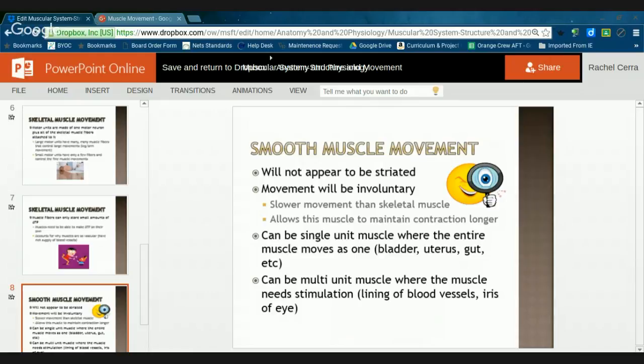All right, moving on. So now we've got smooth muscle movement. These guys aren't going to look to be layered or stringy or whatever you want to call it, like your skeletal muscles. They're not going to appear lined. Because they're smooth. Go figure. They contract as one big muscle rather than being able to isolate the different parts. So it acts as one big unit.